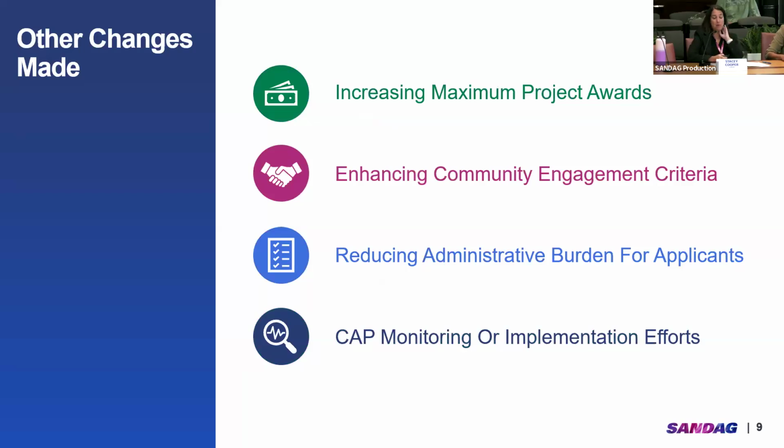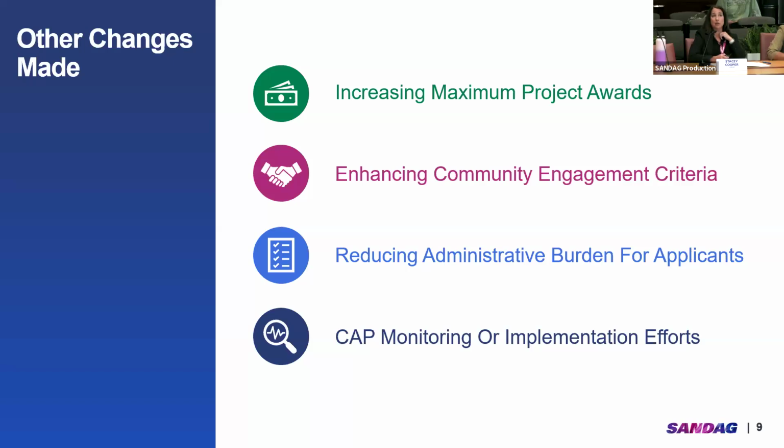In response to the feedback we received through stakeholder engagement, other changes were made, including increasing maximum project awards. For planning projects, we increased it from 500,000 to 1 million, and for capital projects from 2.5 million to 3.5 million. Enhancing the community engagement criteria to prioritize projects that are community-led, include underserved and limited English proficiency populations, and provide a meaningful role for community throughout the project lifespan.